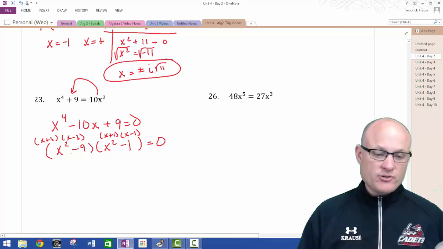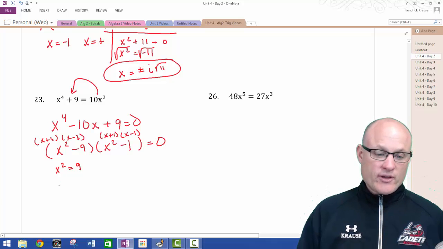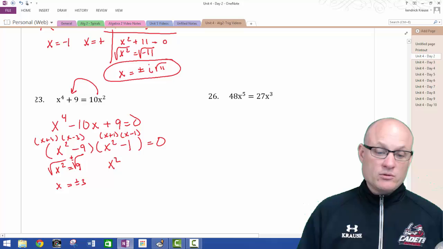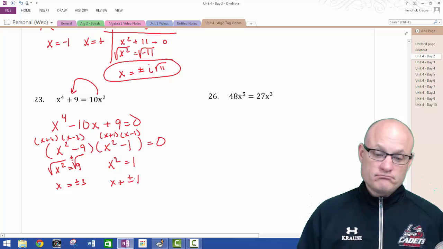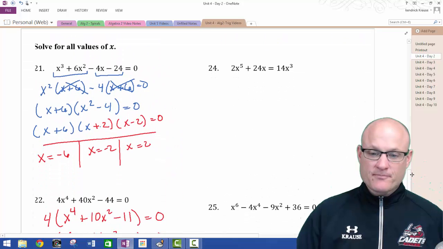The other thing I can do is I could say, okay, I know that x squared is equal to 9. I need this to be equal to 9 in order for it to be 0. So then I could say, if I take the square root of both sides, take the square root. When you take the square root, you have to remember to put a plus or minus. I could say plus or minus 3 here. And again, x squared equals 1. Take the square root of both sides, I get x equals plus or minus 1. There's your 4 answers. 3 left, and we're done with this one, kids.